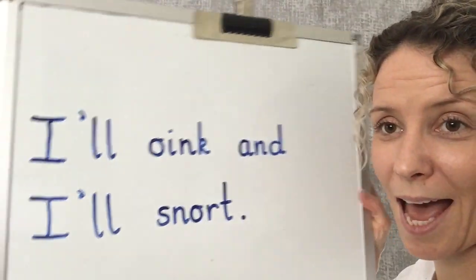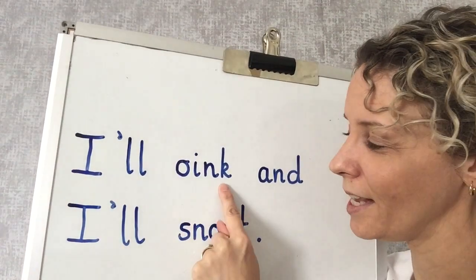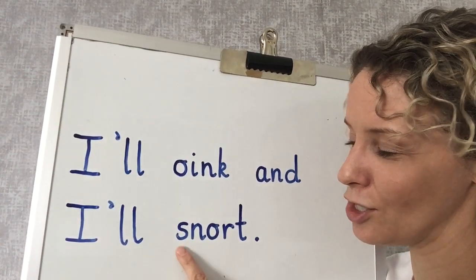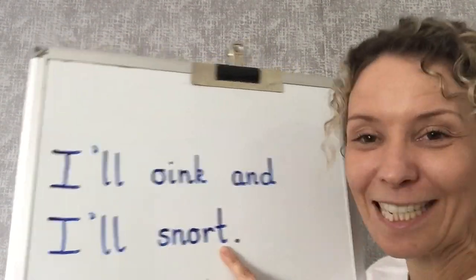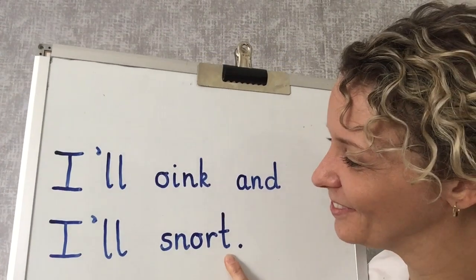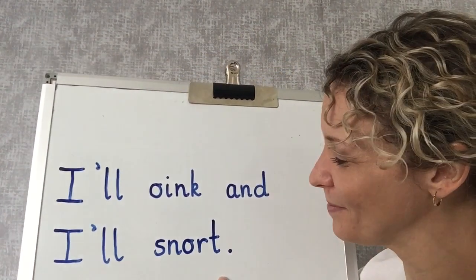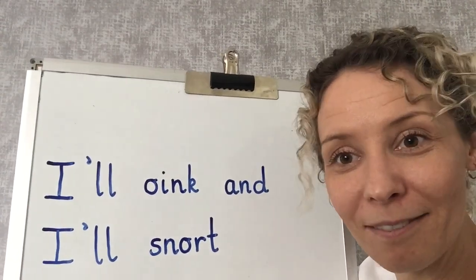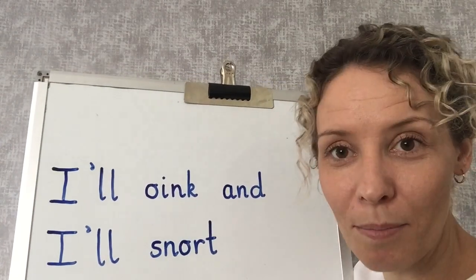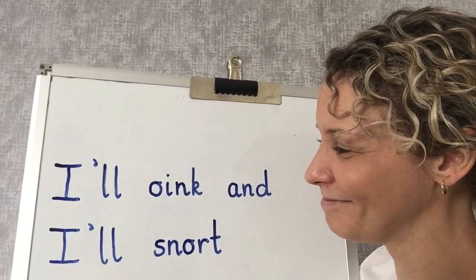So I think that a big bad pig might say, I'll oink and I'll snort. I wonder what he'd do. And I'll eat up all your food. What else could he do? And I'll gobble up all your food. You could finish that sentence off. You could take away that full stop, and you could see if you could add in what you think the big bad pig would do after he's oinked and snorted. Well done.